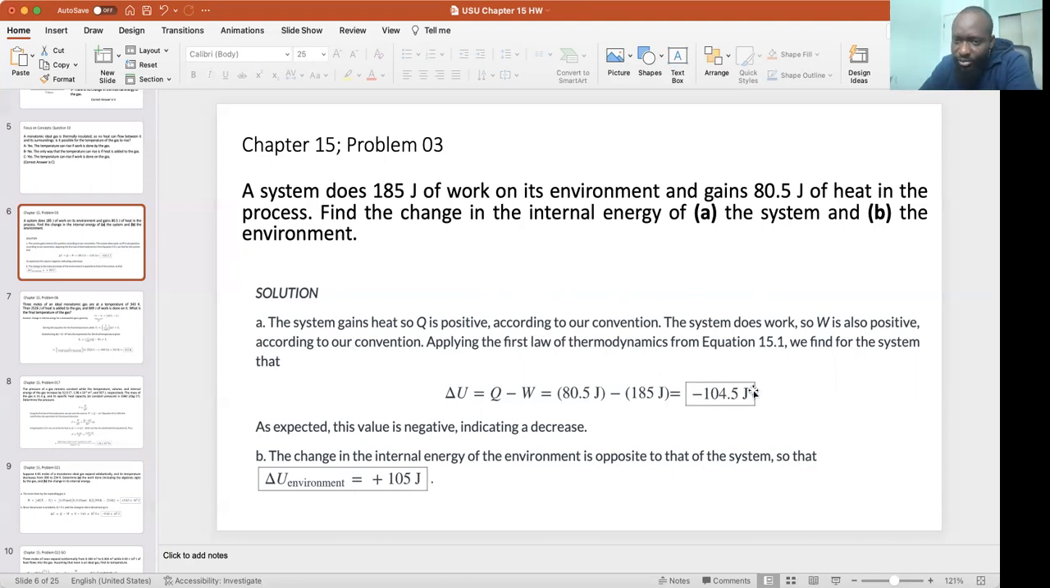So it's just an approximation here. 104.5 is 105, so it's just an approximation here. So you could do negative plus 104.5 or plus 105 here to get the same answer.